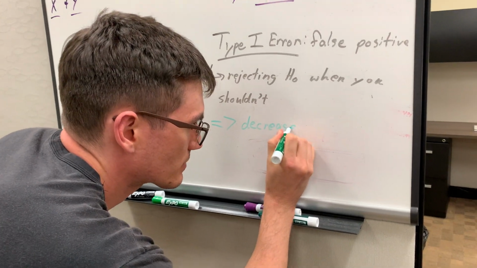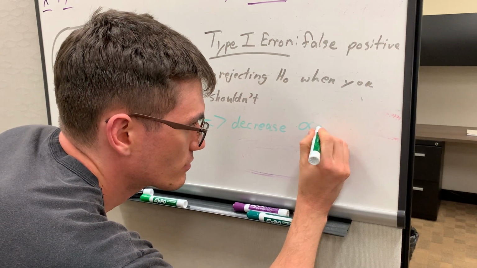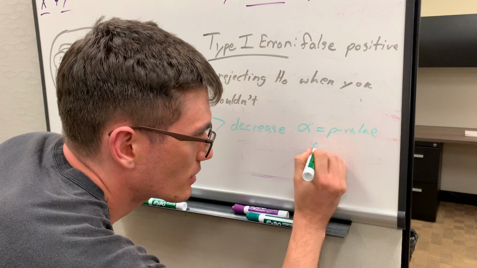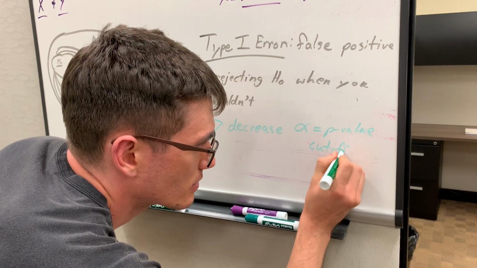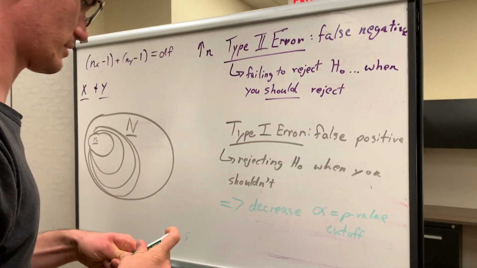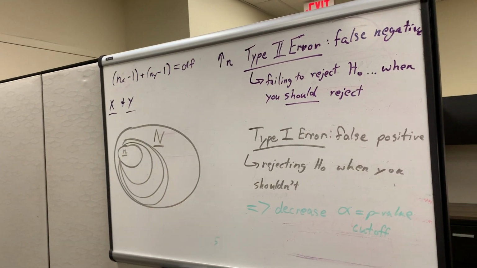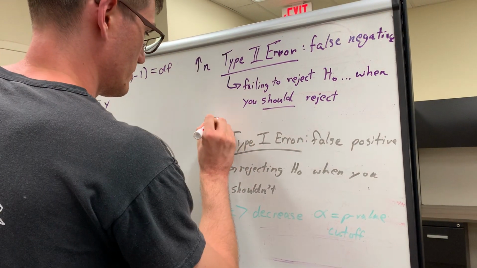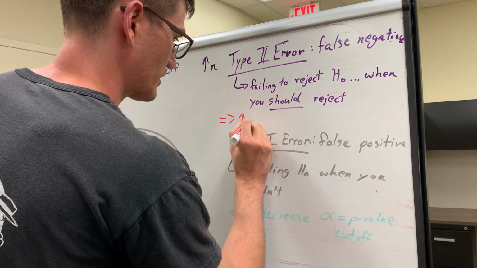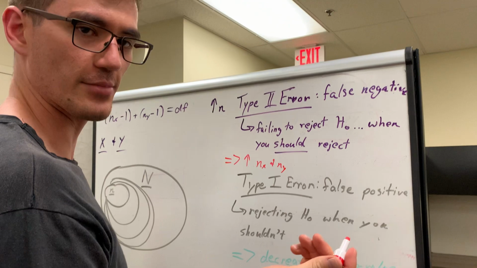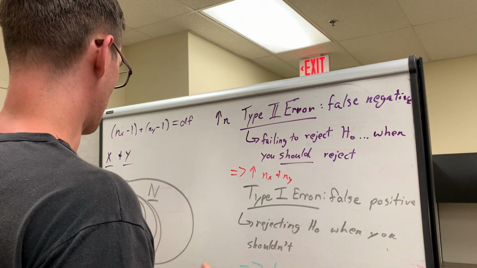decrease your alpha value, which equals your p-value cutoff. And for type 2 errors, you just increase n sub x and n sub y. Basically increase all the sample sizes of your treatments. And that's it, we're done.